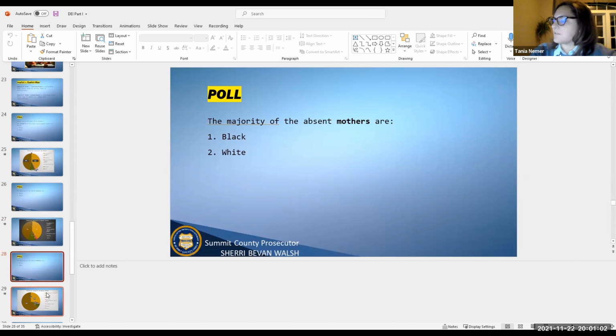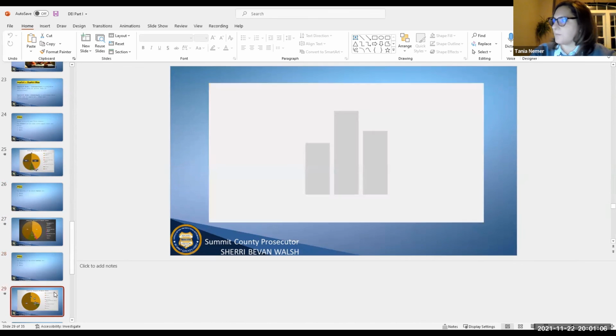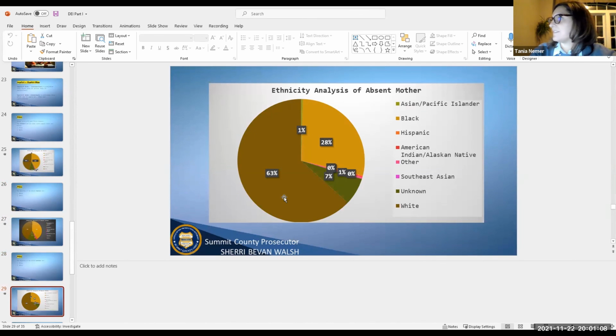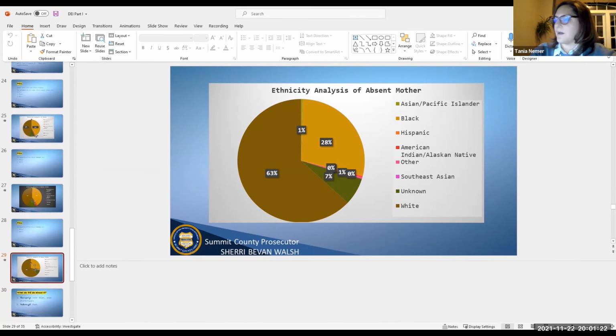Absent mothers, this is the one I was talking to you guys about. What do you think? The ones who aren't paying, are they Black or white? Well, it's outstandingly 63% of mothers who are white who are not paying their child support. And this number is more than the fathers. I found this so interesting. I'm going to stop sharing because I know it's late, you guys.